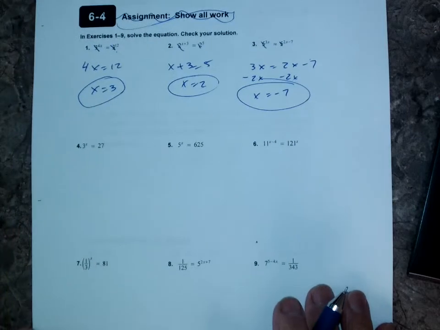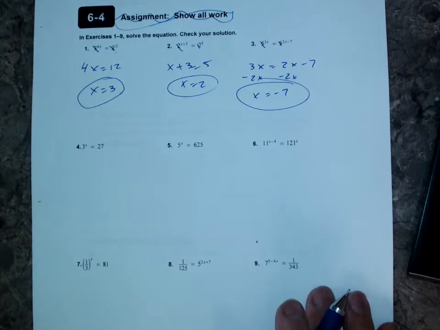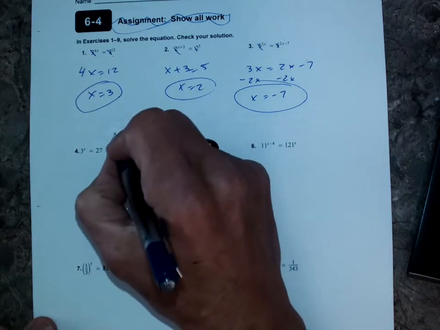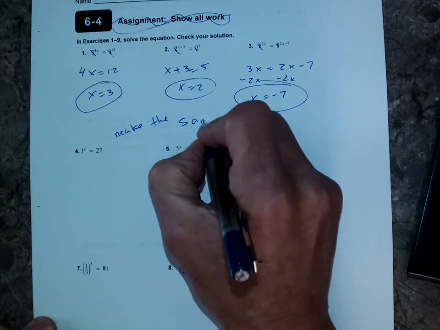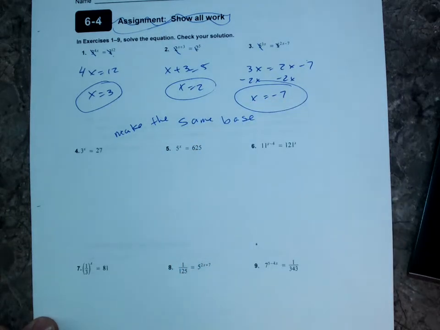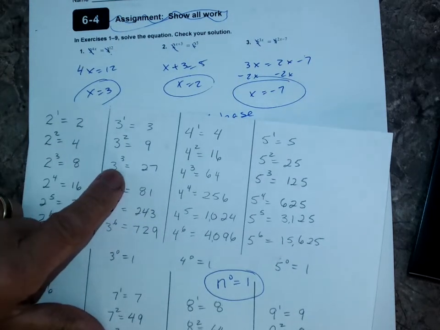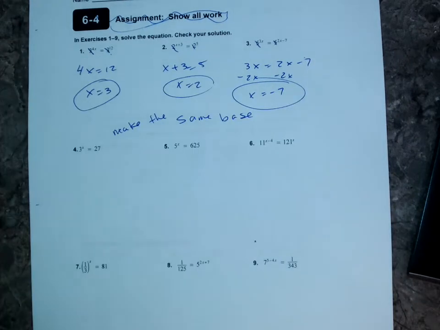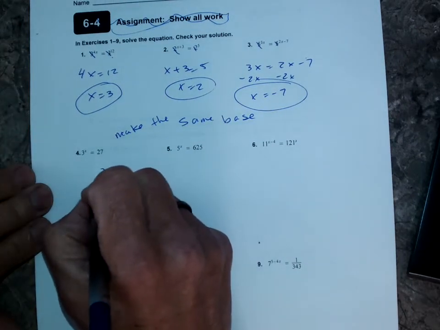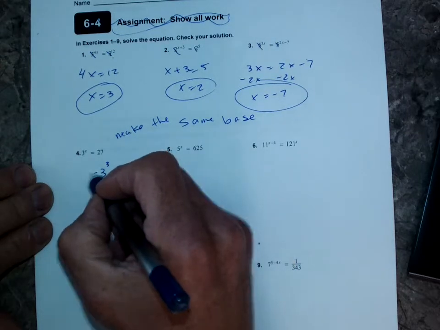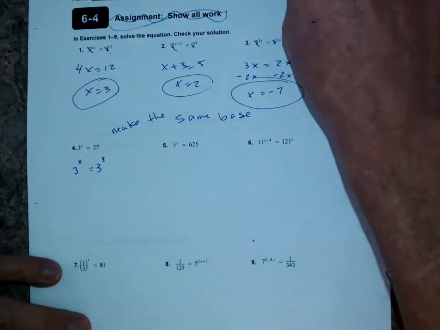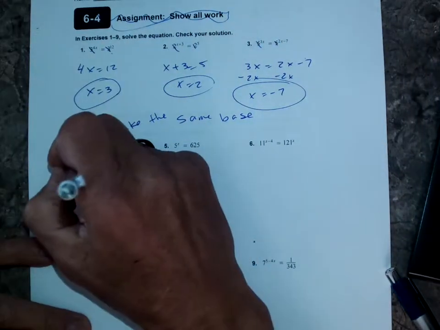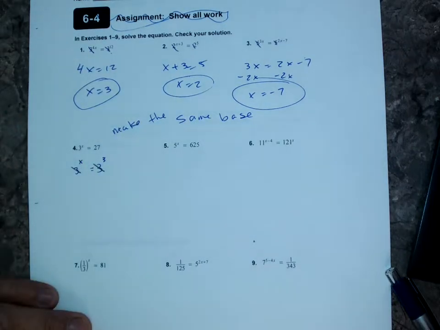But when we take a look at 4, it's not the same base. So I want to make it the same base. Well, 27. Oh, wait a minute. 27 is 3 to the third. So I'm going to rewrite 27 as 3 to the third, and by doing that I've made them the same base. That's what I want to do: get it to the point where I can make it the same base. Then I can cross off my bases, and x equals 3.